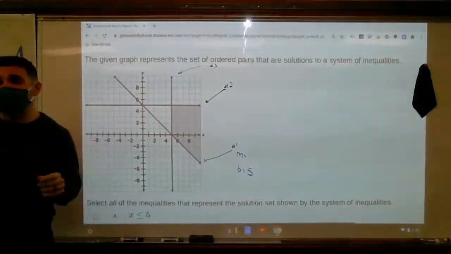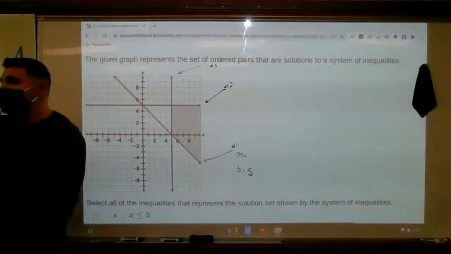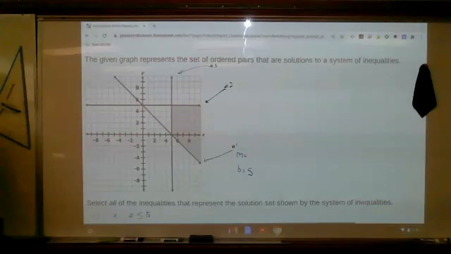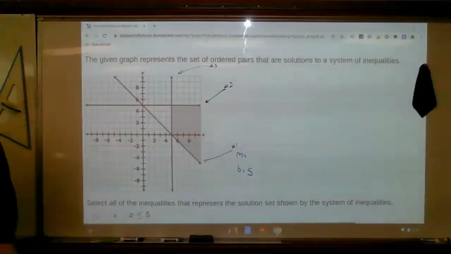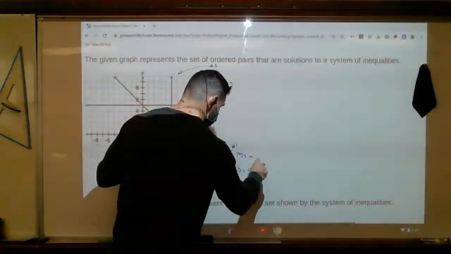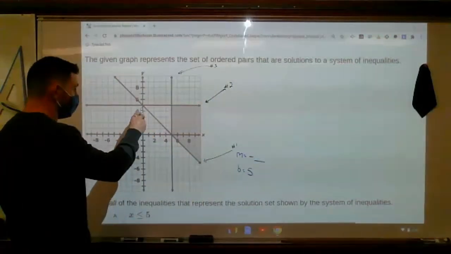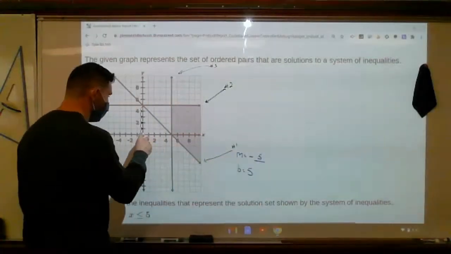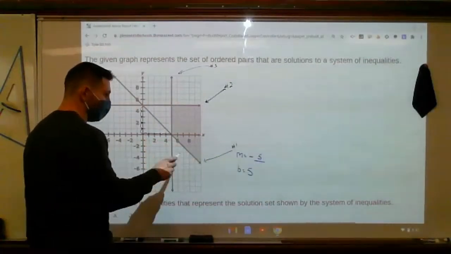Simply by looking at the line from left to right, it's going downhill. Addie, what does that mean for the slope if it's going downhill? It's going to be negative. So now we're down 1, 2, 3, 4, 5. Negative 5 over 1, 2, 3, 4, 5.